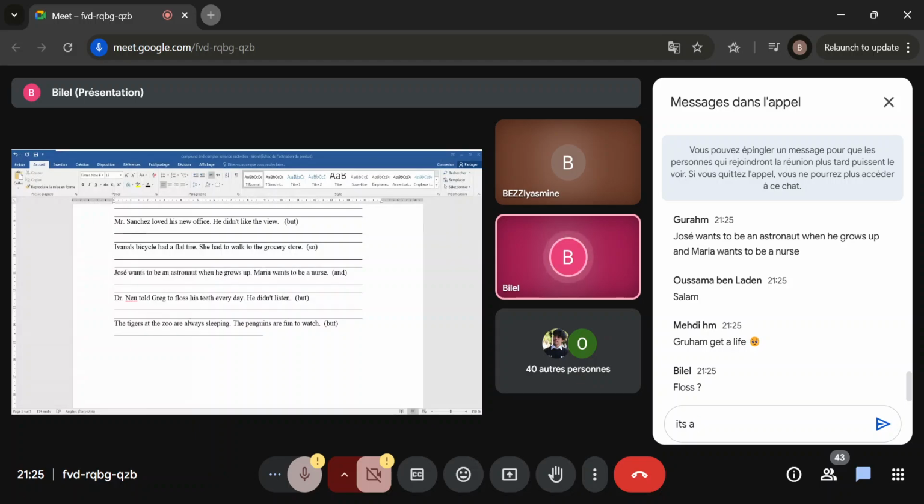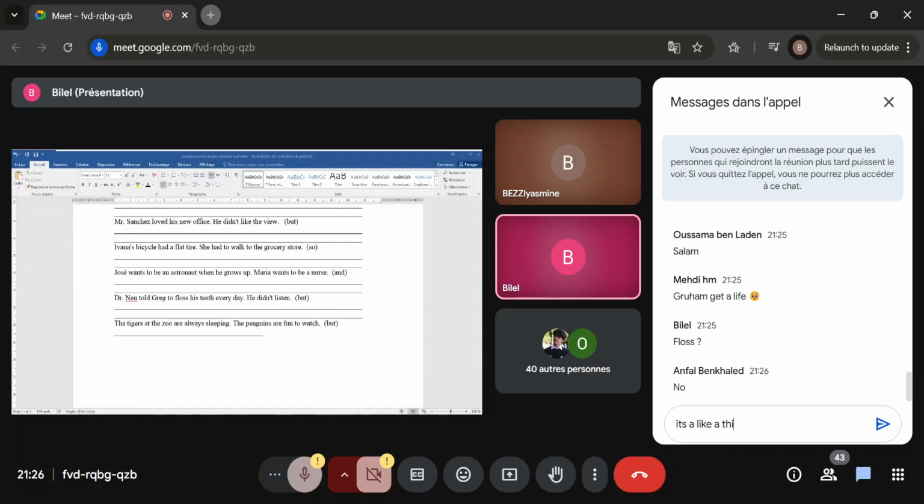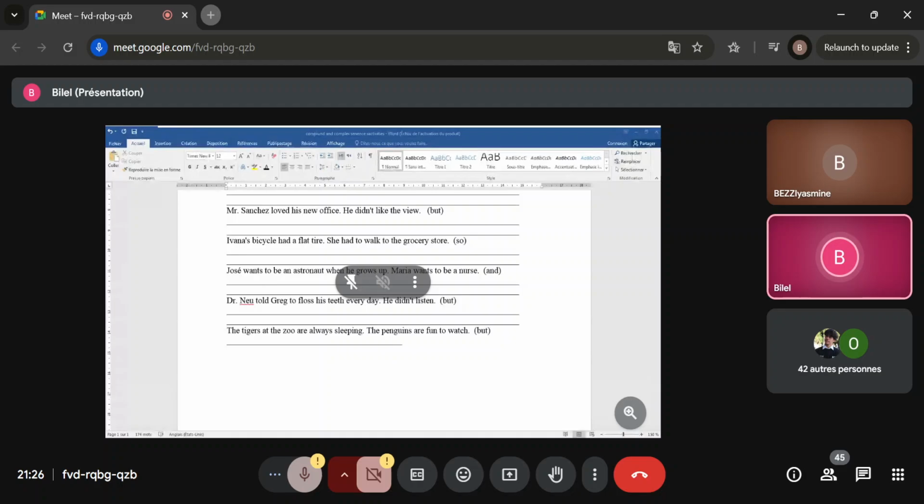Student, do you know what is the meaning of the word floss? What does that mean? Floss his teeth. Yeah, it's a tool for cleaning your teeth. Yes, of course. We call it in French, le fil dentaire. Yes, that's right. Dental floss. We call it dental floss. Yes, between the teeth.